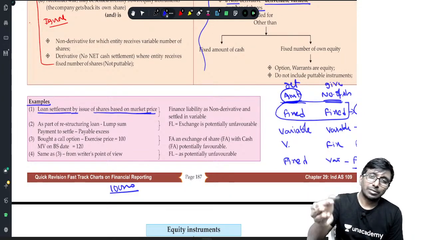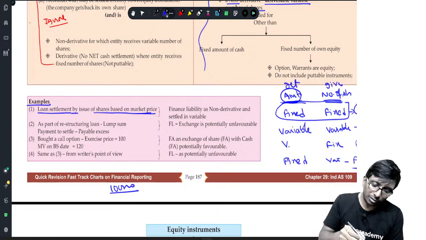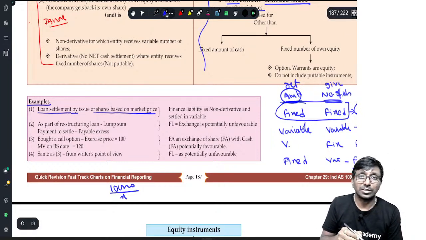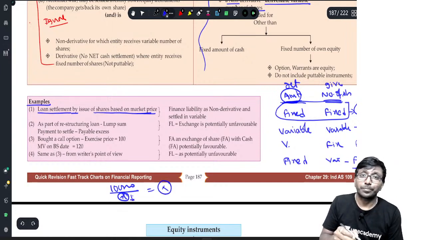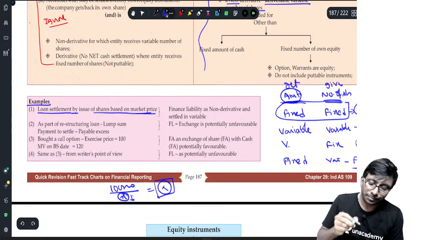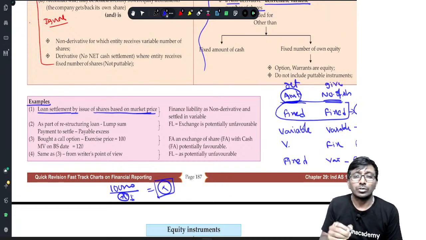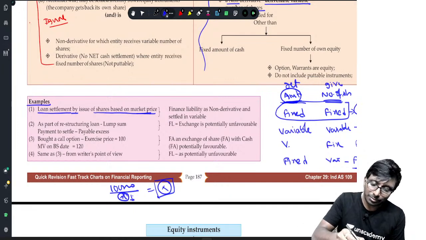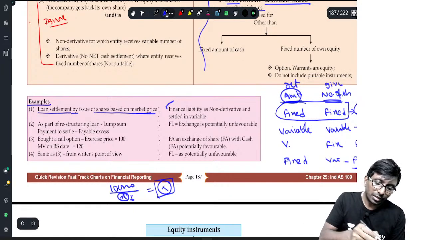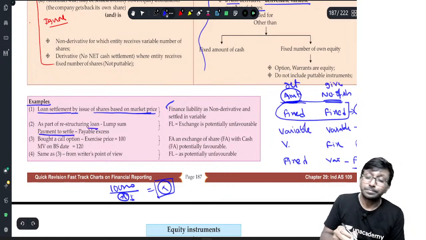Right. In the future, when I pay, whatever the market value is, I don't know exactly what the number will be. If you keep 100, some number of shares will come. If you keep 110, another number of shares will come. So is the number of shares you are giving fixed? No, it is obviously variable. So if any one item is variable, without doubt it is a financial liability. That's all.